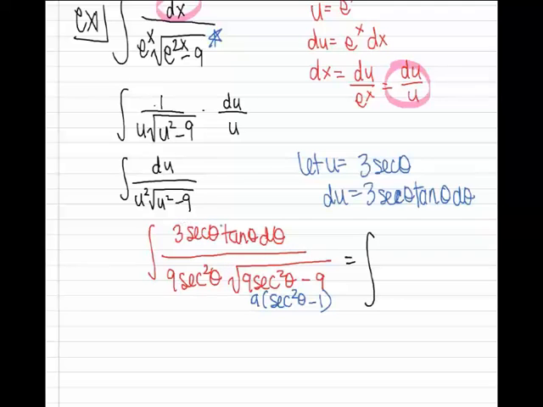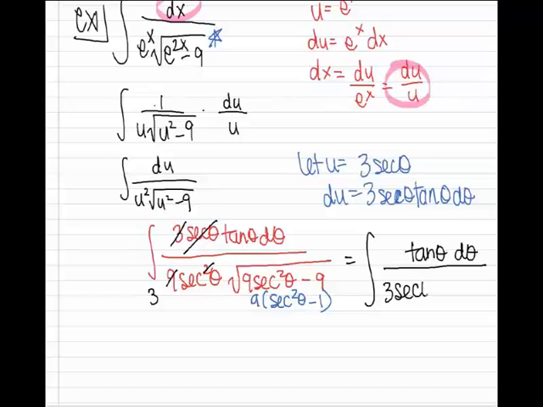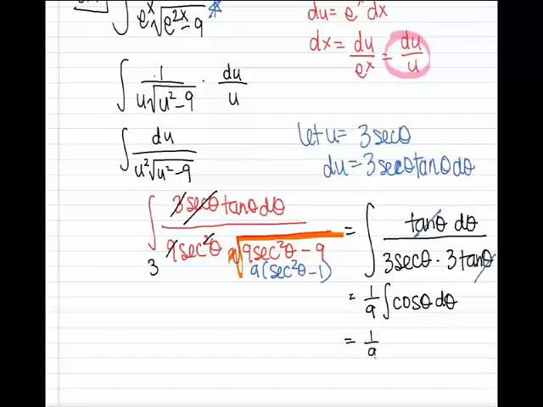I can actually simplify a few other things here. I'm going to have tangent theta d theta up here on the top. I have a 3 secant theta, and my radical will give me a 3 tangent theta. Okay, because remember there was a square root here, and so we just have a 3 tan theta left over. So continue to simplify. We have 1 over 9 integral of cosine theta, which is actually nice and easy, which is 1 over 9 sine theta plus C.